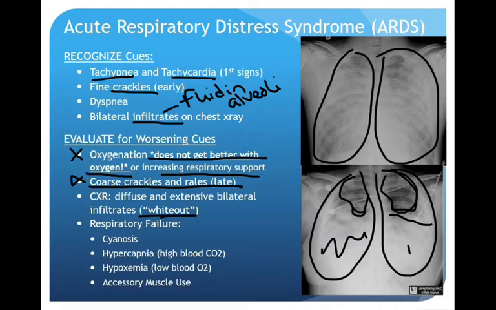And then we will have signs of respiratory failure, which we will talk about very in depth in the respiratory failure lecture. But the signs of respiratory failure are cyanosis, which is decreased oxygen. This is our actual sign on the patient of decreased oxygen in the blood. We will have high blood CO2 because the CO2 can't get out. We have low blood O2 because the O2 can't get in. And we have accessory muscle use because we are trying to use more than just the diaphragm to pull air in. The body is struggling to pull air in and is doing its best. So when you study your respiratory failure, all those signs of respiratory failure are the signs of worsening ARDS.